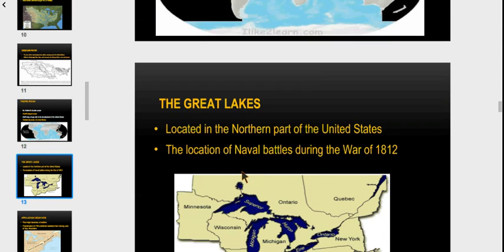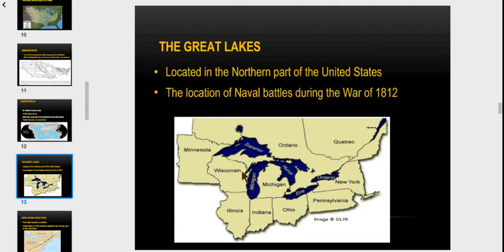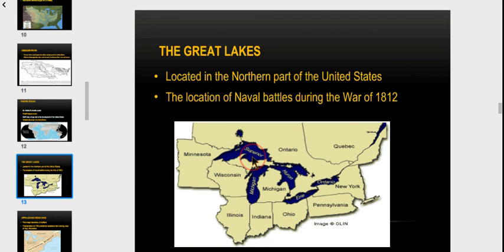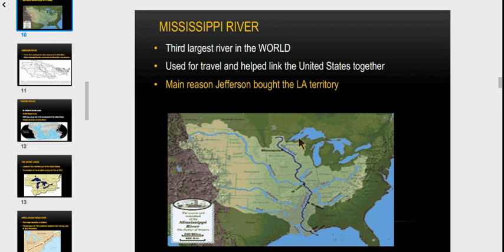Cool. Great Lakes. The Great Lakes are located in the northern part of the United States, in the central. I'm going to go back just for 1 second to a map of the United States, and these would be the Great Lakes right here. 1, 2, 3, 4, and 5. So again, these lakes right here are located right here in your map.